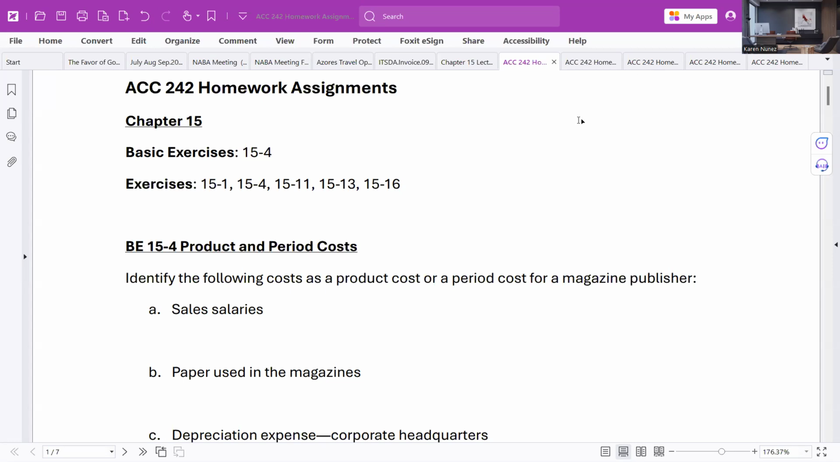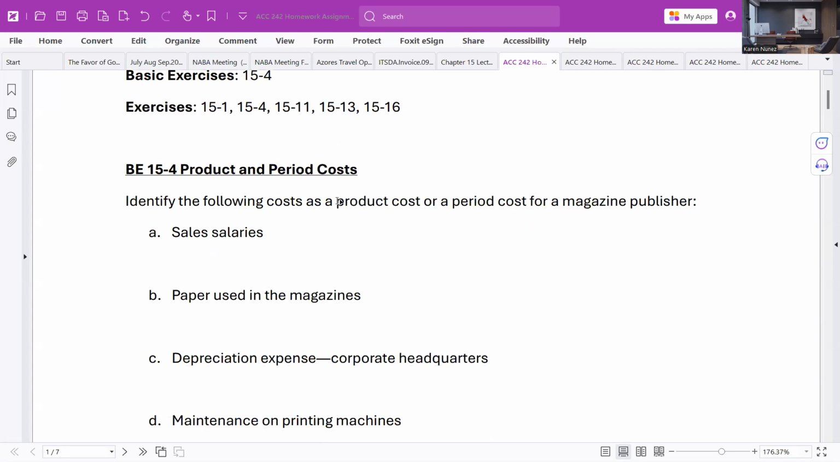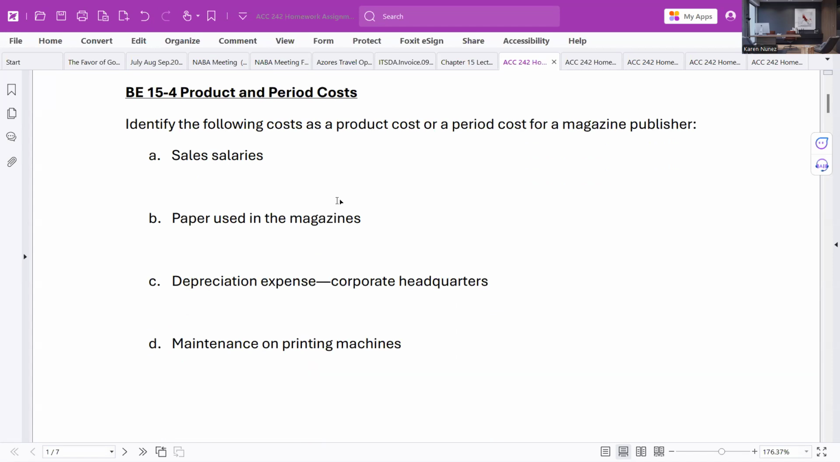So these are the exercises that I've assigned for Chapter 15. Let's get started. BE 15-4, product and period costs.